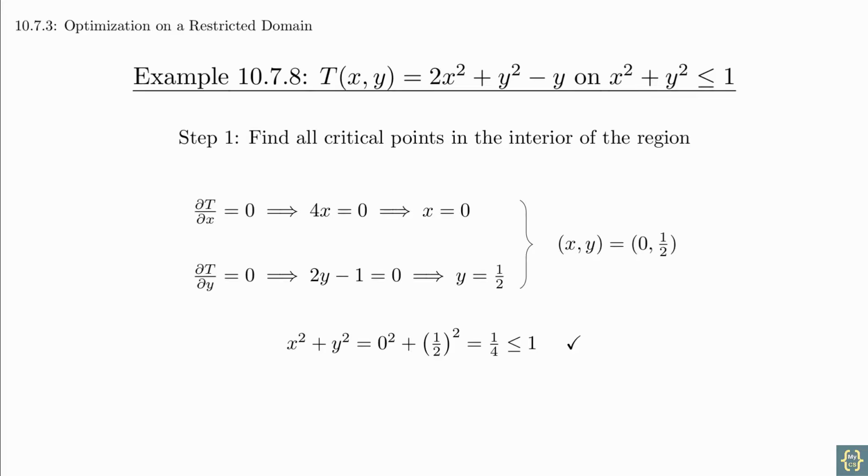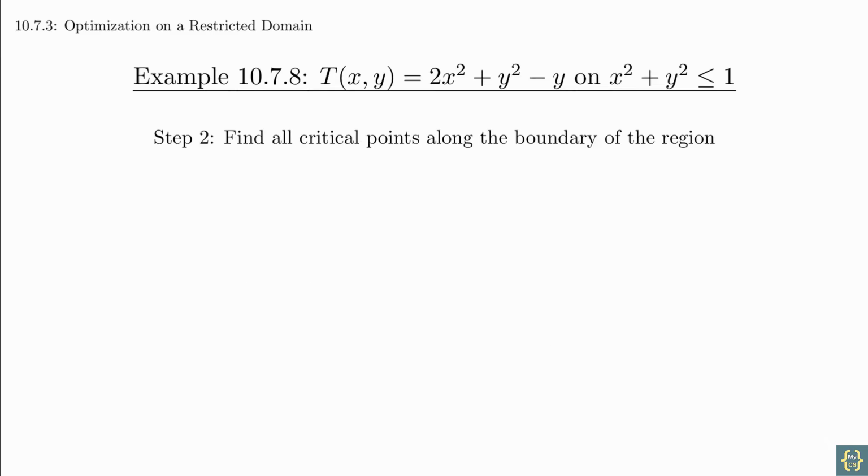While we could use the second derivative test, it's not necessary since we're just going to evaluate and compare the values in step 3. That's a nice feature of finding extreme values on a closed and bounded region. For step 2, we need to parameterize the circle of radius 1.